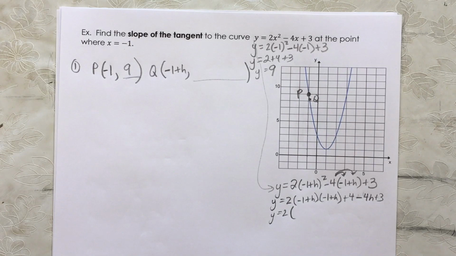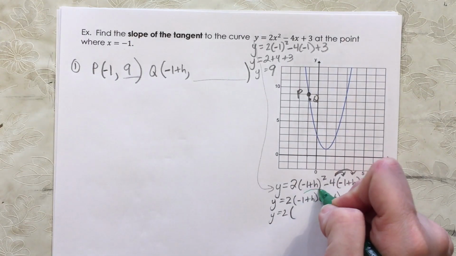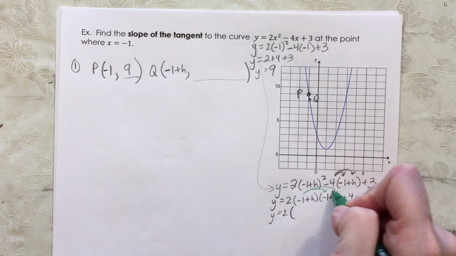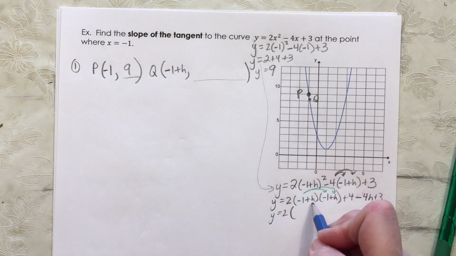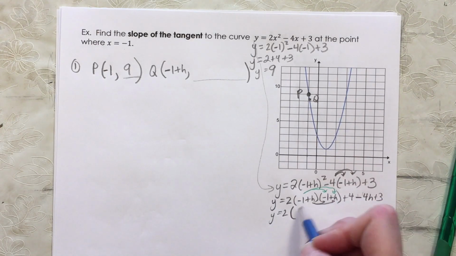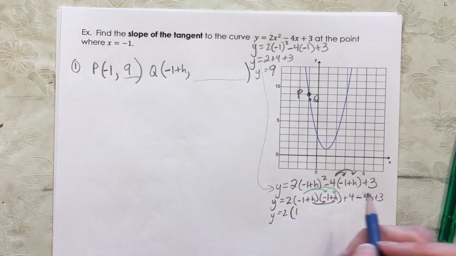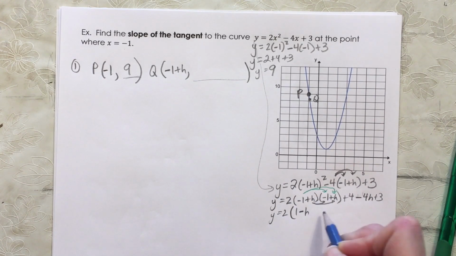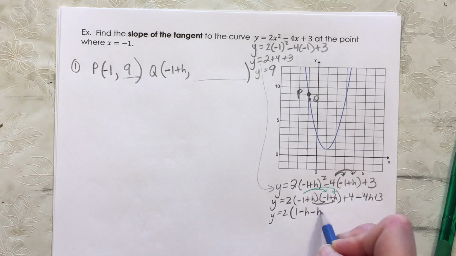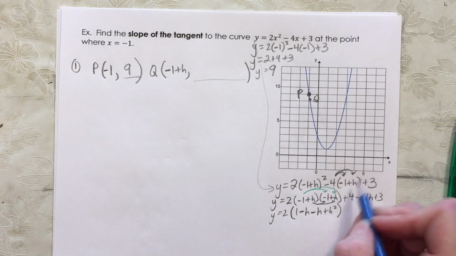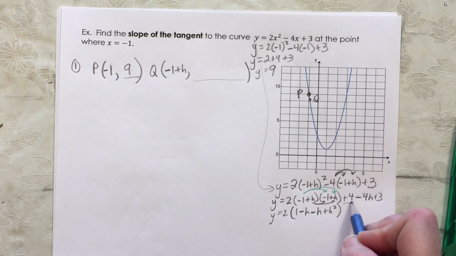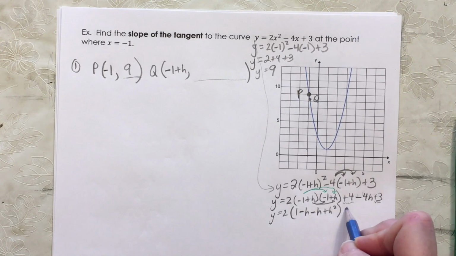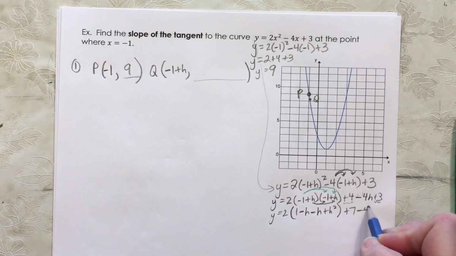Here we have to do FOIL. So -1 times -1 is +1. -1 times h is -h. H times -1, -h again. H times h is h squared. And then I'm already going to look at that +4 plus 3 and make it +7 minus 4h.